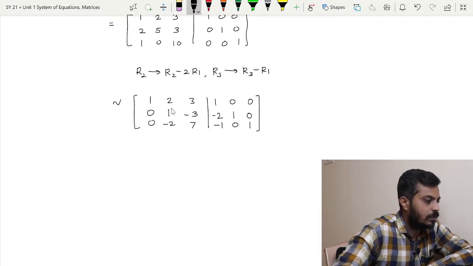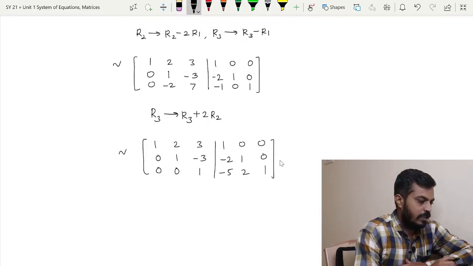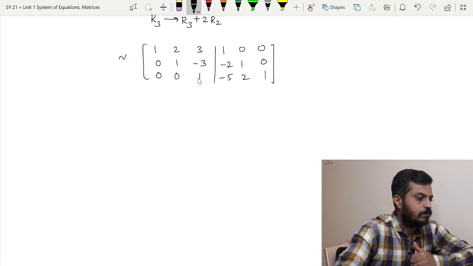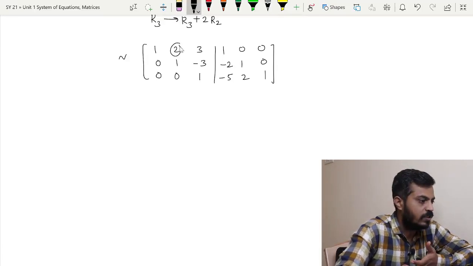Now again we will take the help of this 1 and we will make this minus 2 as 0. So we will get this matrix. Now you can see that it is already in echelon form. So what are the entries that are left which we have to make 0? That is 2, 3 and minus 3. First we will make this 2 as 0, then this 3, and at last we will make this minus 3 as 0.